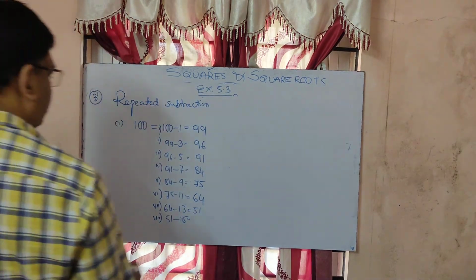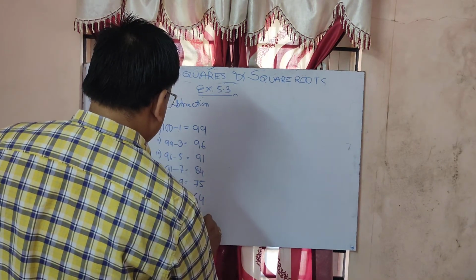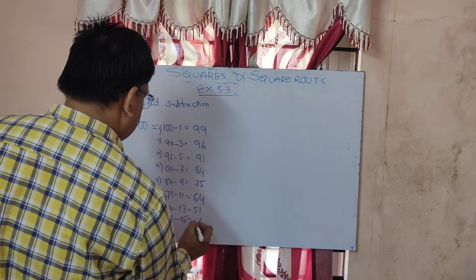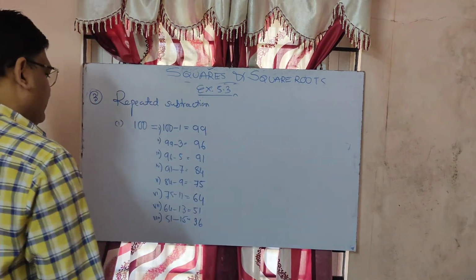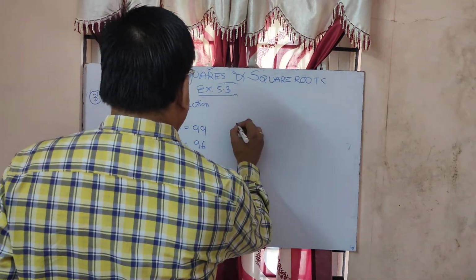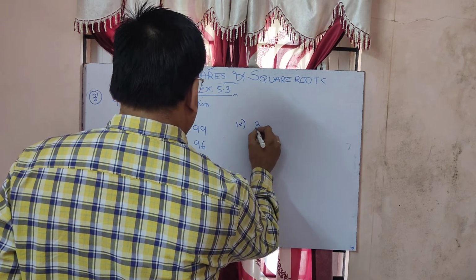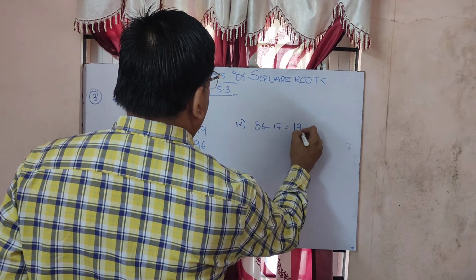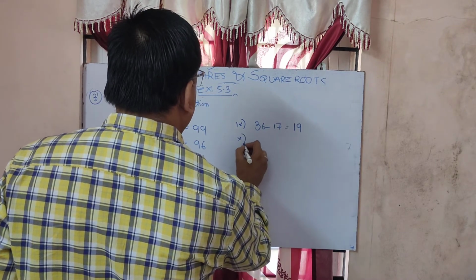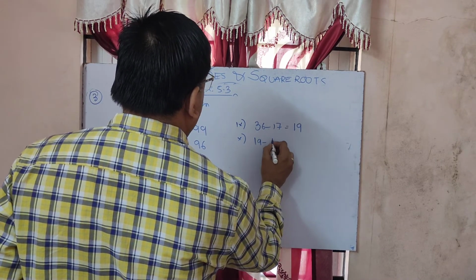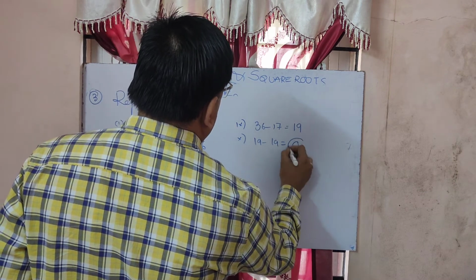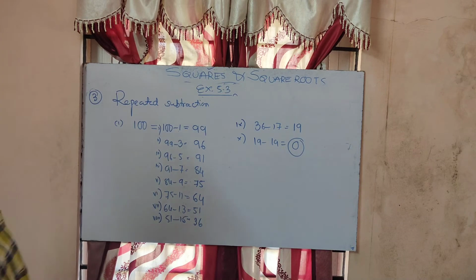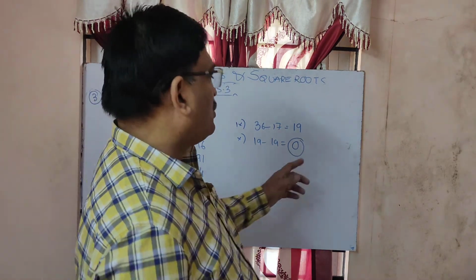51 minus 15, that is 36, sorry, it is 36. Now ninth one: 36 minus 17 is 19. What is the 10th one? 19 minus 19, it is 0. So you have to work until you get the last number as 0.